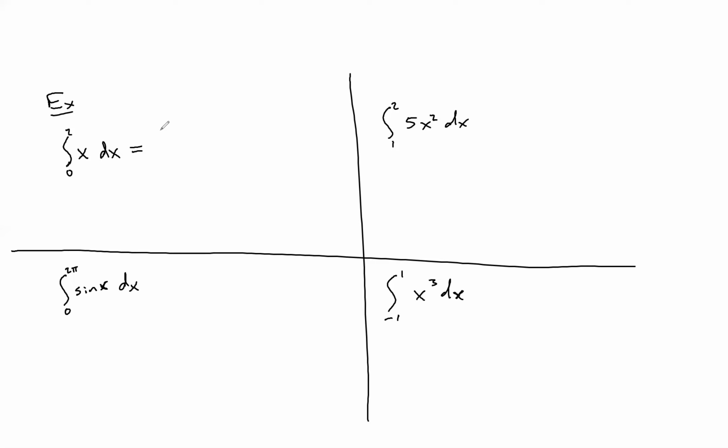So according to the fundamental theorem of calculus, I need to know the antiderivative of x. x to the first power, so I'm basically doing this power rule backwards. I've got x to the first power. I need to add 1 to the exponent and then divide by that number. So 1 divided by 1 plus 1, I would have 1/2 x squared.